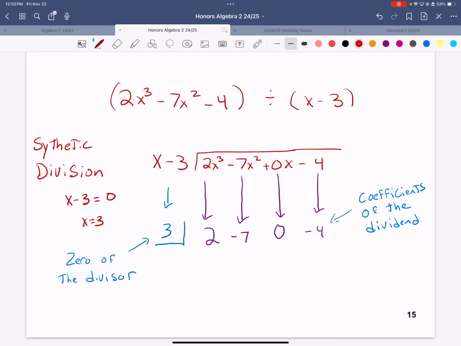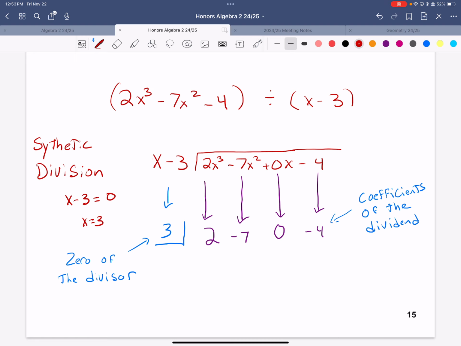Okay? So now all we're doing from our dividend is we're just dropping down the constants. And we're going to use those to do this. It becomes a little bit of shorthand. You don't have to write the x's and the x cubes and the x squareds and all of those anymore. So really all we're focusing on is this part right here. It's the 0 of our divisor, and then the coefficients of all of our dividends.